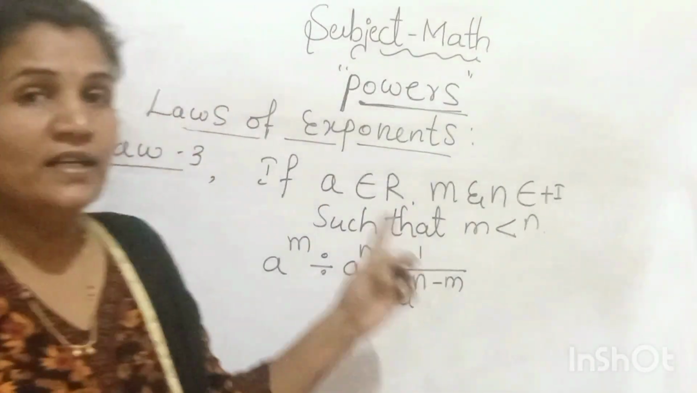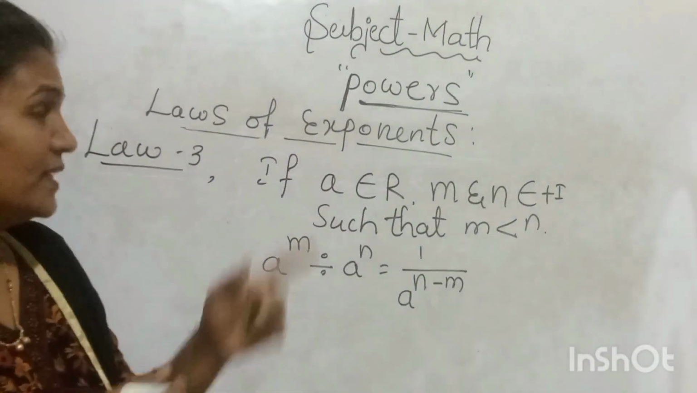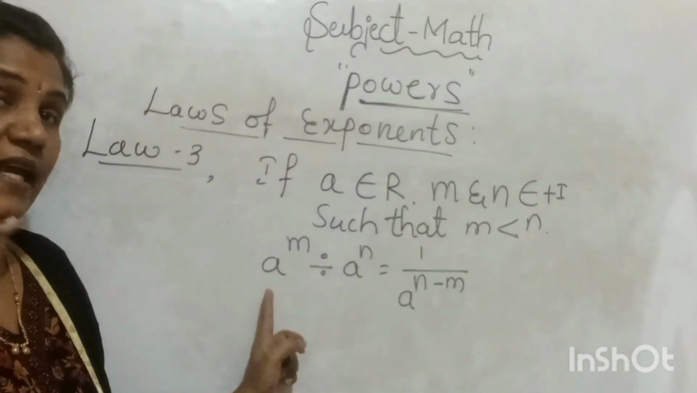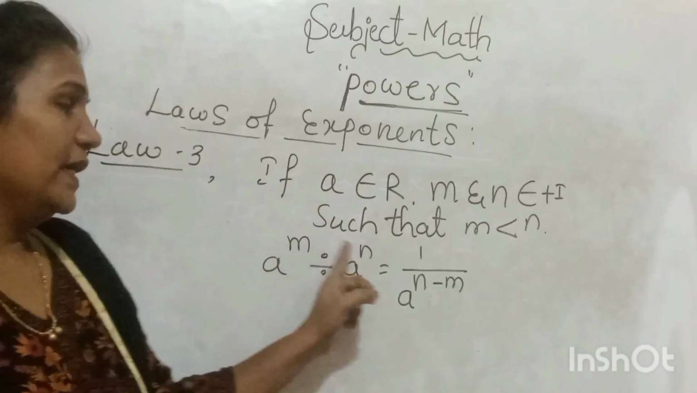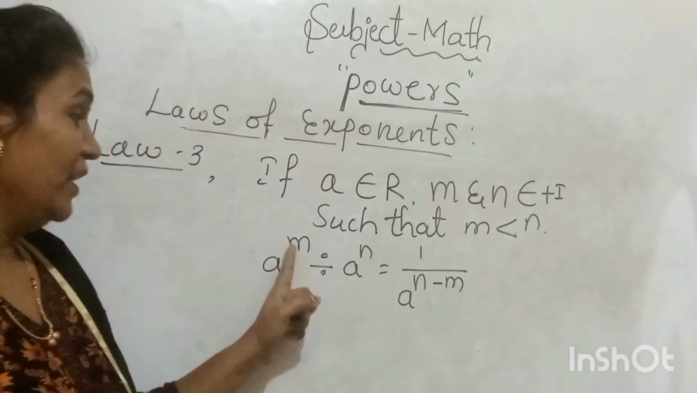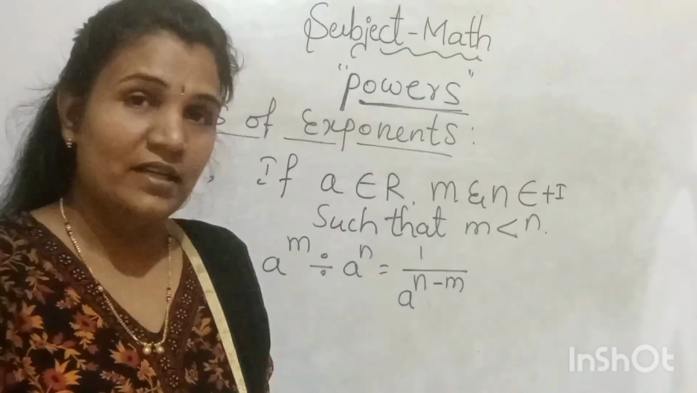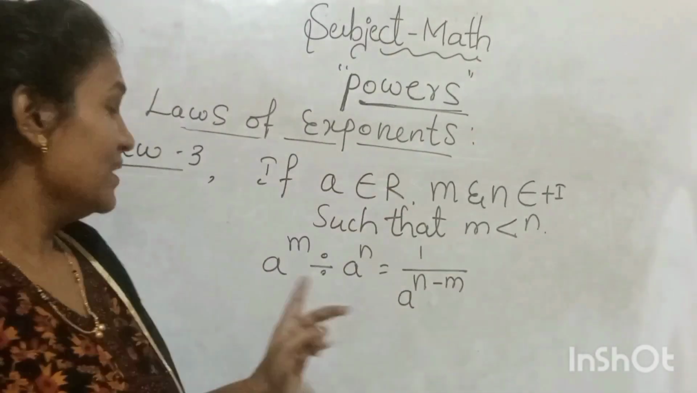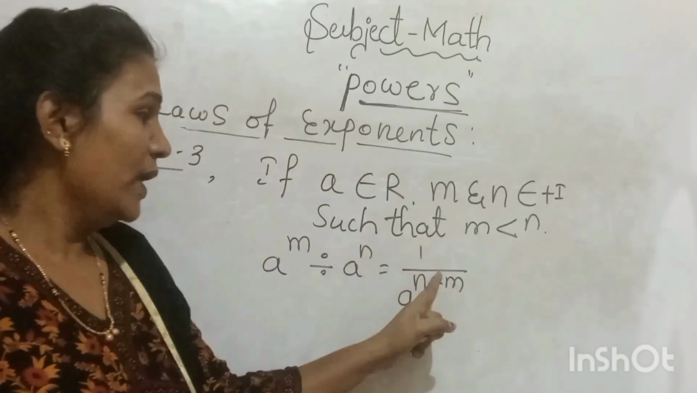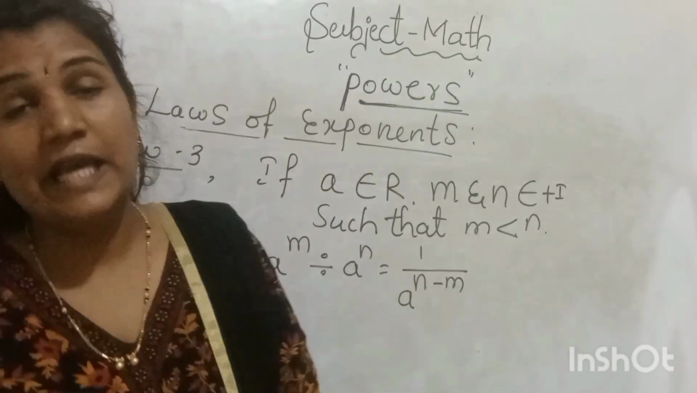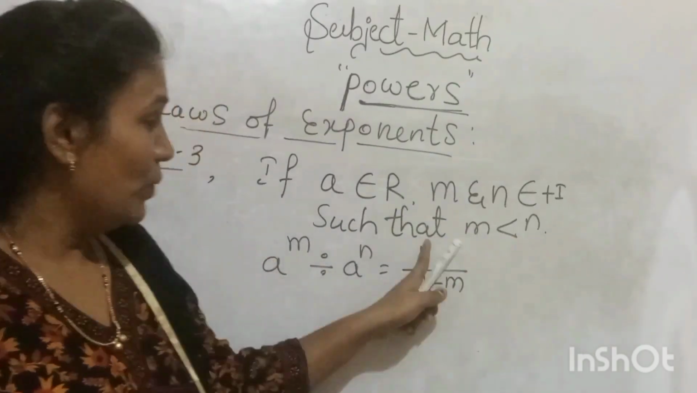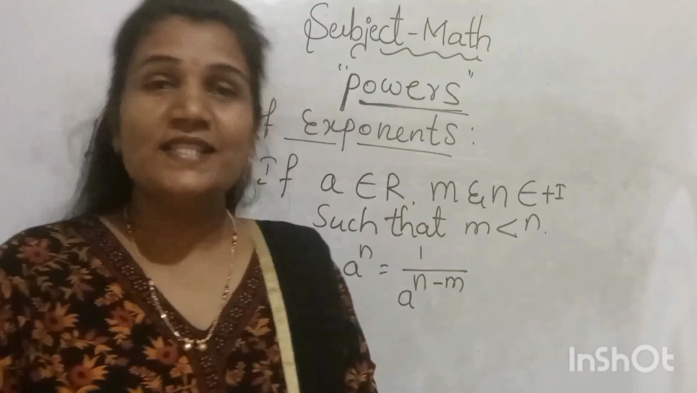Here see, the third law of exponent says, if a is any rational number, and m and n are any positive integers, along with one criterion, if m is lesser than n, in such cases the third law says a to the power m divided by a to the power n is equal to 1 divided by a to the power n minus m. Okay, m is lesser than n. So, 1 by a to the power n minus m.